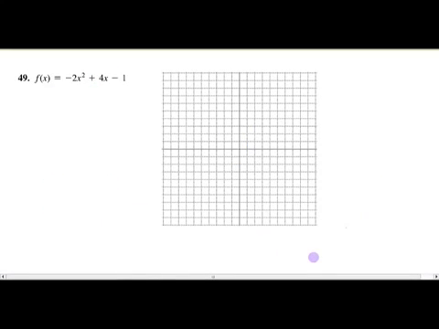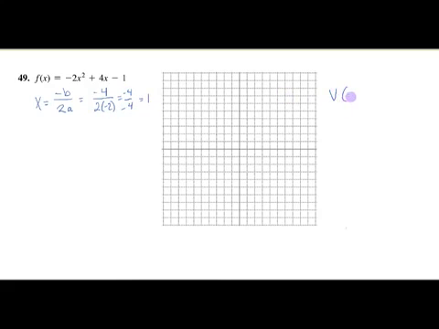Here we'll have a parabola that's going to open down because my A is negative. So let's go ahead and find the vertex of this. The x part is negative b over 2a. So we have a negative 4 over 2 times negative 2. So negative 4 over negative 4, which is a positive 1. So I have a vertex with an x of 1.